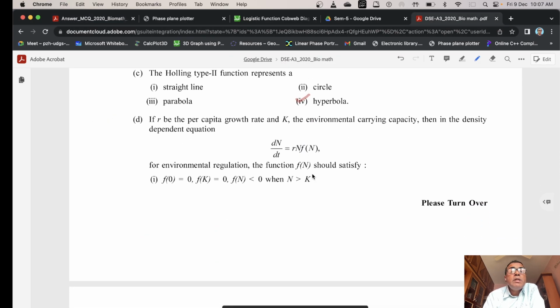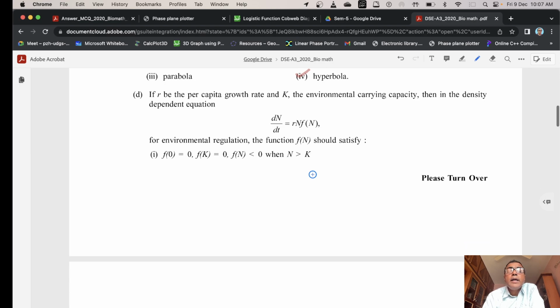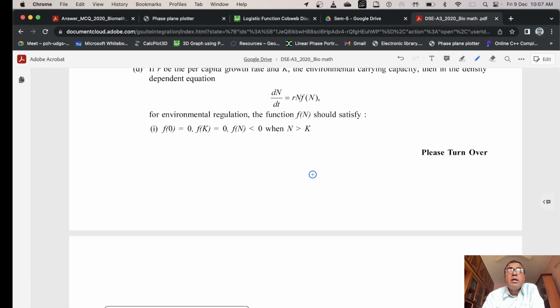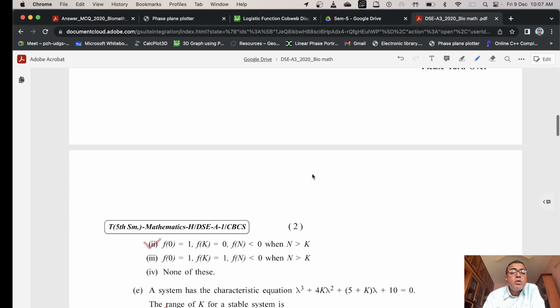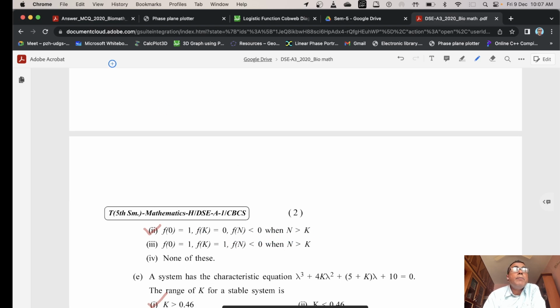Next, if r is the per capita growth rate and K the environmental carrying capacity, then in the density dependent equation dN/dt equal to rN F(N), for environmental regulation, the function F(N) should satisfy: correct option is 2. F(0) equal to 1, F(K) equal to 0, F(N) less than 0 when N greater than K.